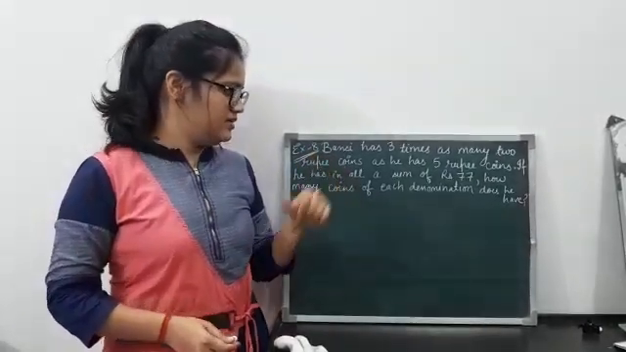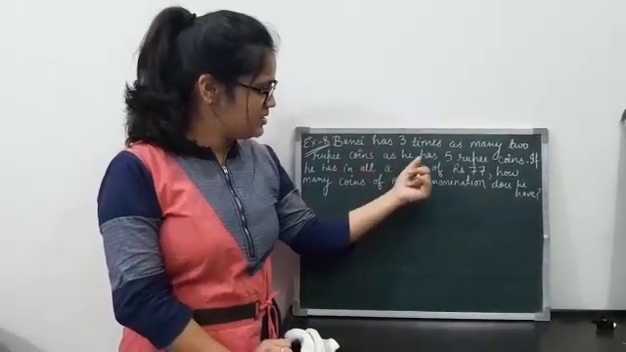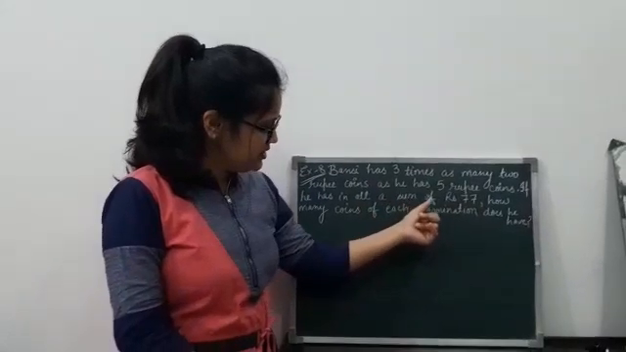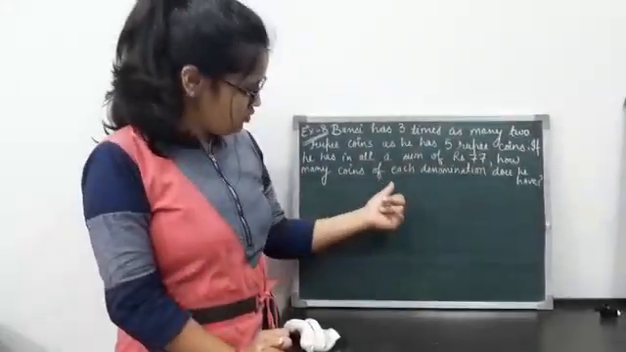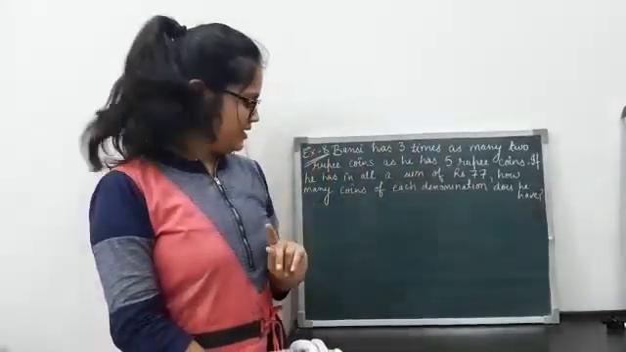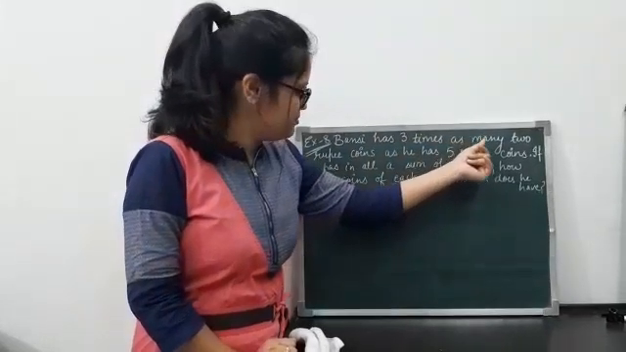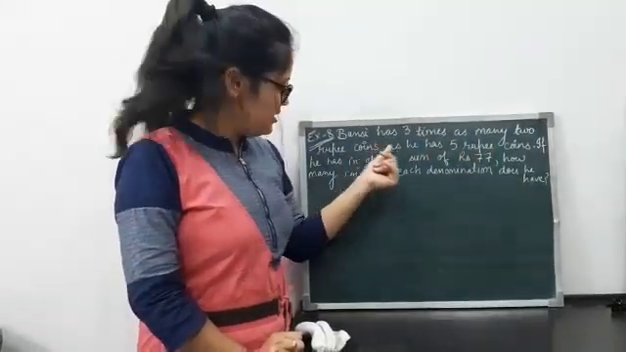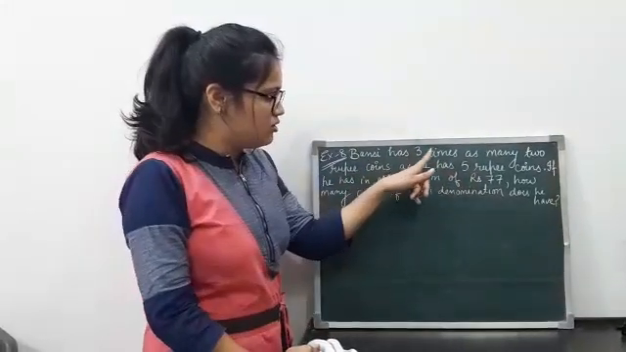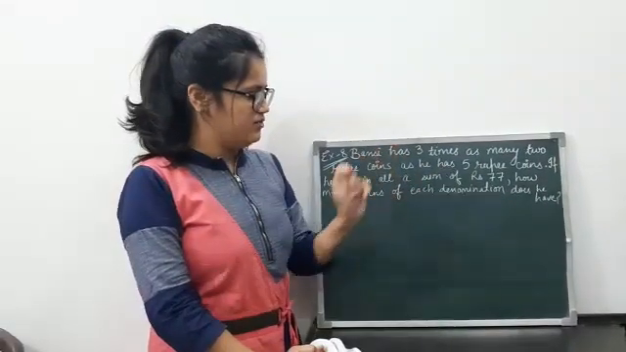Example number 8 is: Bansi has 3 times as many 2 rupee coins as he has 5 rupee coins. If he has in all a sum of 77 rupees, how many coins of each denomination does he have? Read the first line again. Bansi has 3 times as many 2 rupee coins as he has 5 rupee coins. That means the number of 2 rupee coins is 3 times the number of 5 rupee coins.